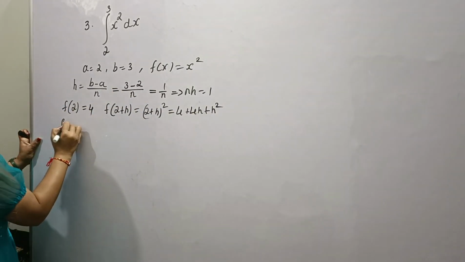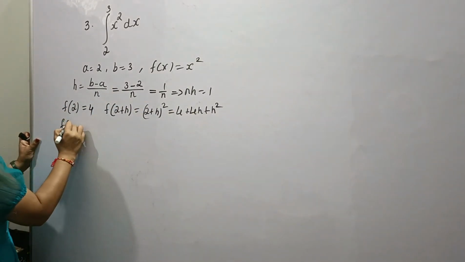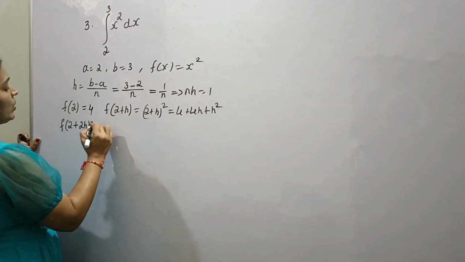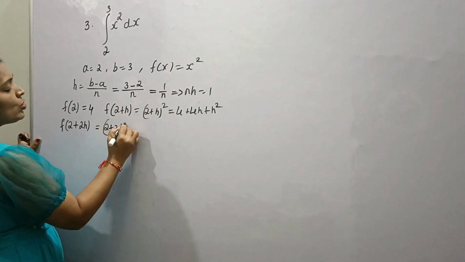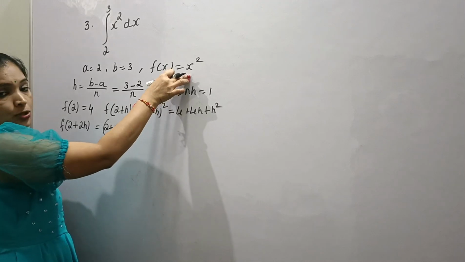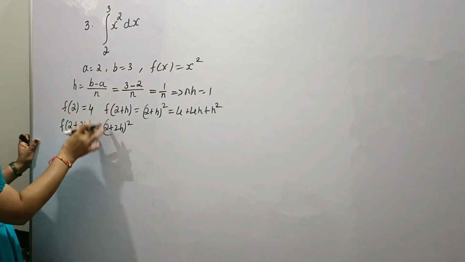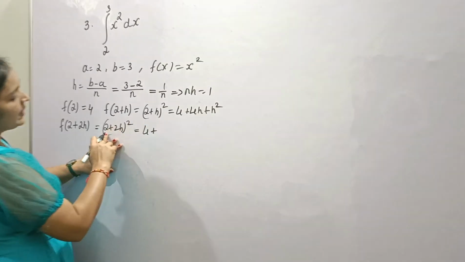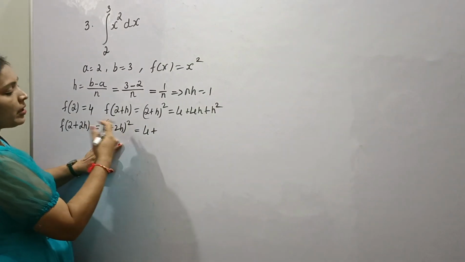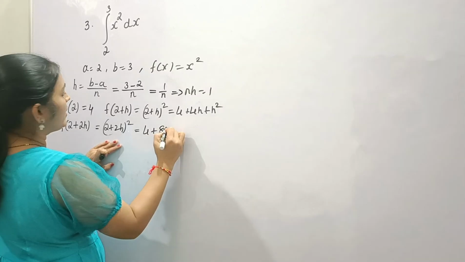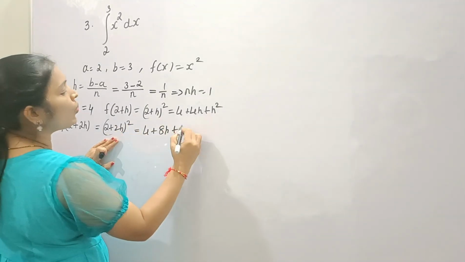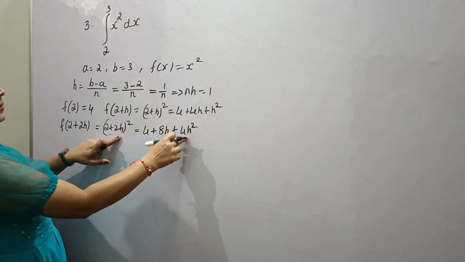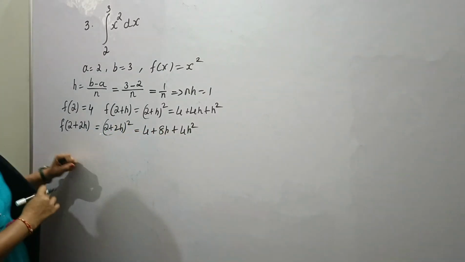Next we will find f of a plus 2h, that is f of 2 plus 2h, that is equal to 2 plus 2h whole square, because f of x is equal to x square. Expand it, that is 4 plus 4 into 2, that is 8h plus 4h square. Using a plus b whole square is a square plus b square plus 2ab.